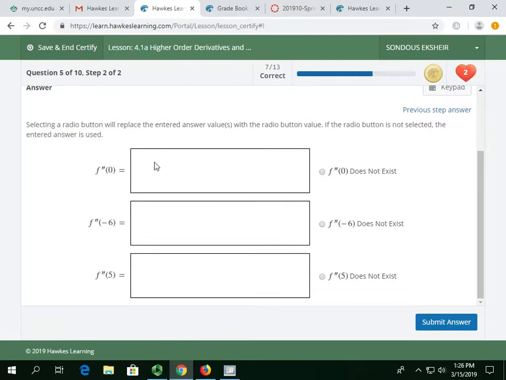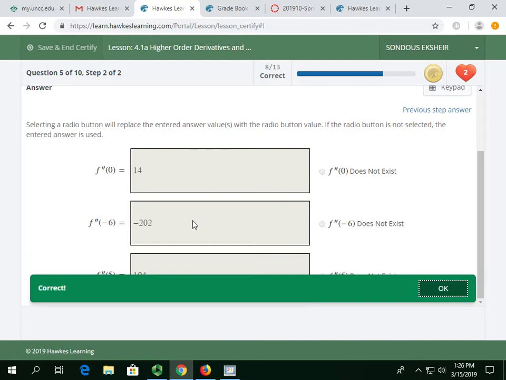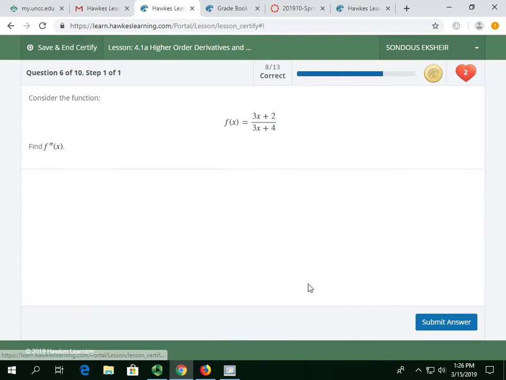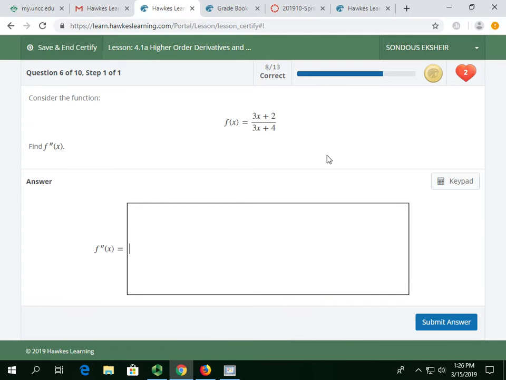So f double prime of 0 was 14. F double prime of -6 was -202, and f double prime of 5 was 194. Does that make sense? Okay. Uh-oh, getting worse on me.